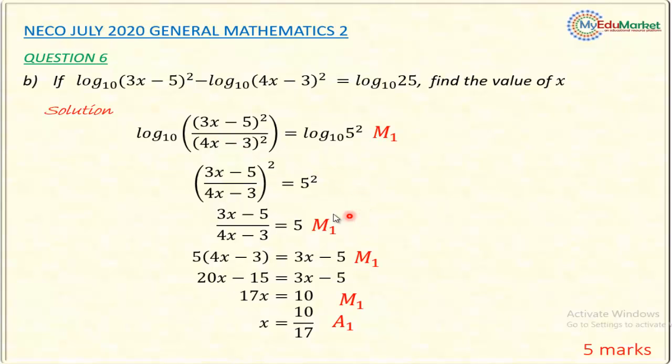Next is for getting this simple equation, (3x minus 5) over (4x minus 3) equals 5. You have another method 1 mark. Next mark is for cross multiplying, that is clearing the fraction. Next mark is for solving, a method mark for solving. And the last mark is the accuracy mark, where you have x equals 10 over 17 exactly. So the total marks awarded to this question according to the NECO marking scheme is 5 marks.